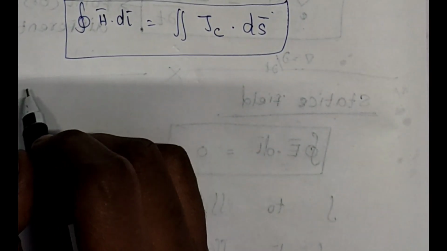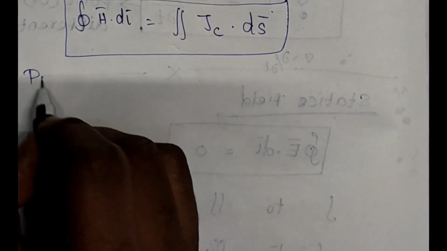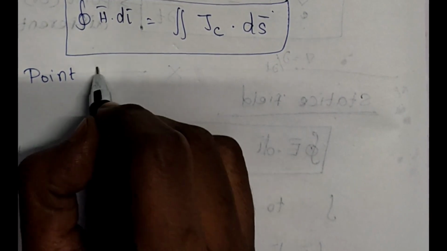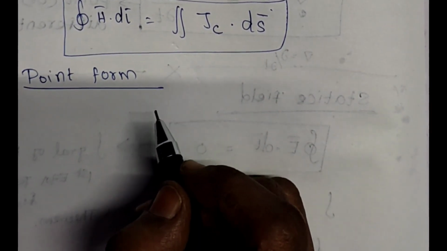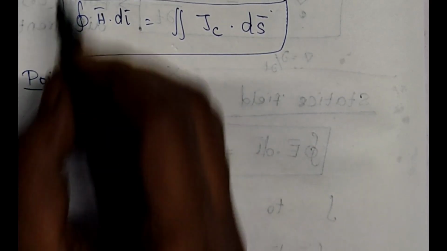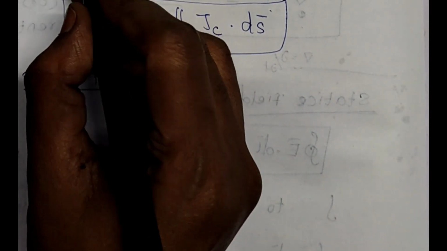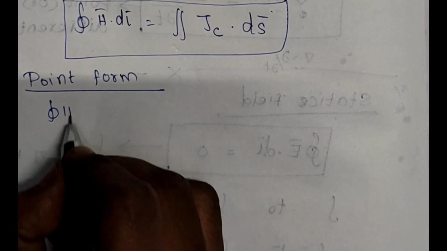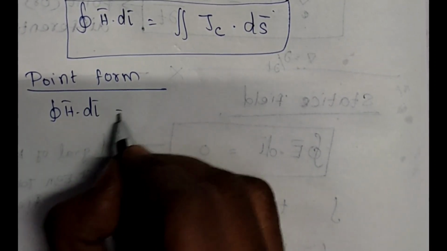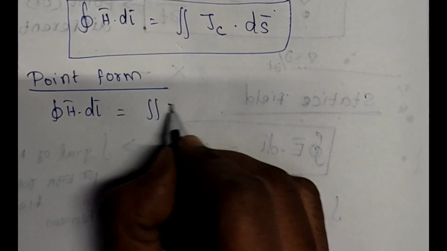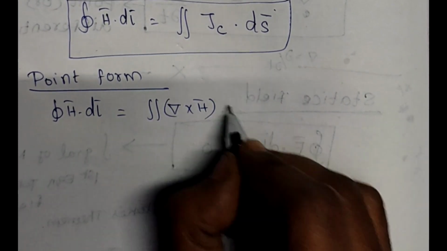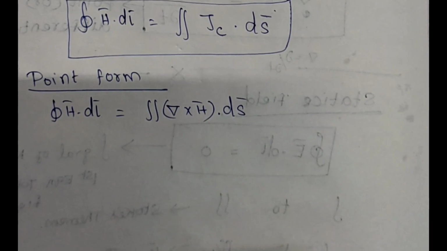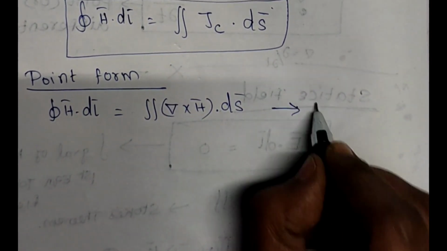And the other one is the point form or differential form. Point form means we use the Stokes theorem to convert the line integral into a surface integral. So the line integral of H vector dot dl vector is equal to the surface integral of the curl of the same vector H dot ds vector. That's it, very easy. This is the fourth equation.